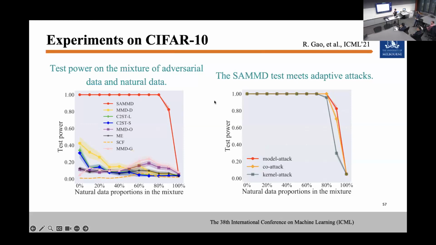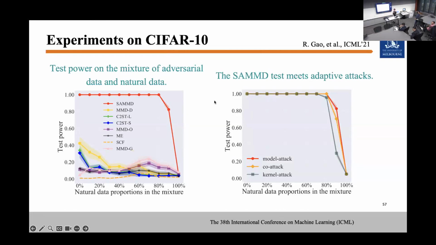For the new classifier, what do you mean by the new classifier? Here we do not train a new classifier. It's just a classifier trained with the natural data, and we use that classifier to construct our deep kernel. Then in the upcoming batch, we might mix the natural data and the adversarial data, and we want to tell if they are from natural or not.